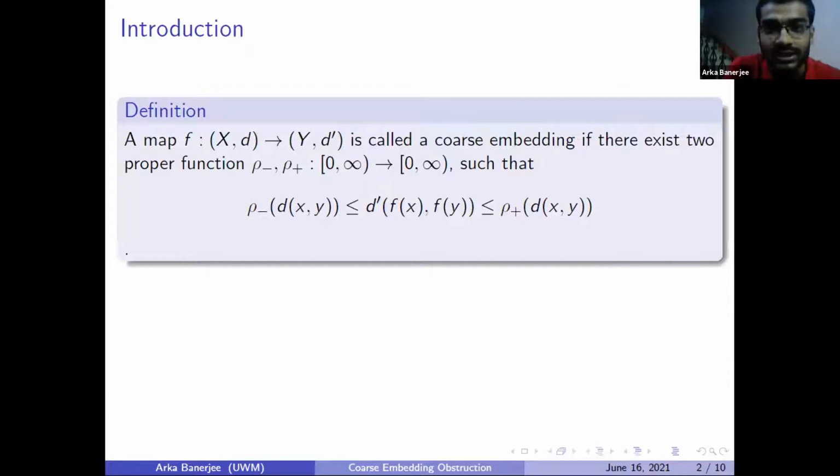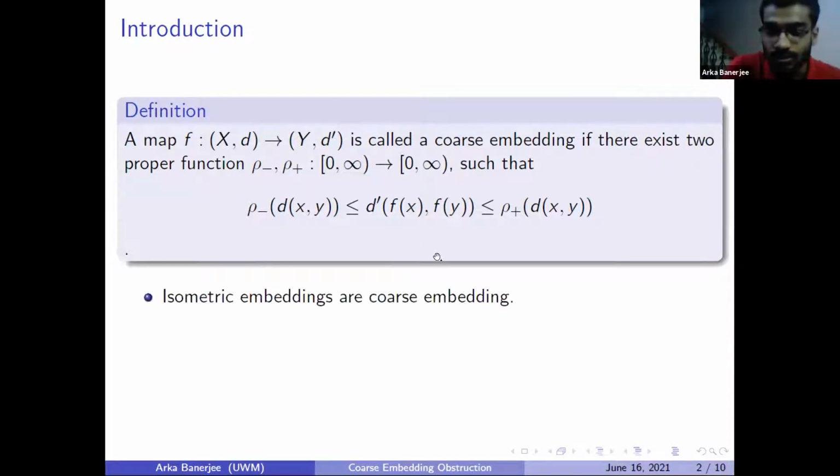So I'll start by defining what a coarse embedding is. A coarse embedding is a map between two metric spaces, from X to Y, with two control functions, rho minus and rho plus, such that the distance between f of x and f of y is bounded above by rho plus of the distance between x and y, and bounded below by rho minus of the distance between x and y. This properness condition is really needed for the rho minus function, which ensures that if you have far apart points in space X, then they get sent to far apart points in Y.